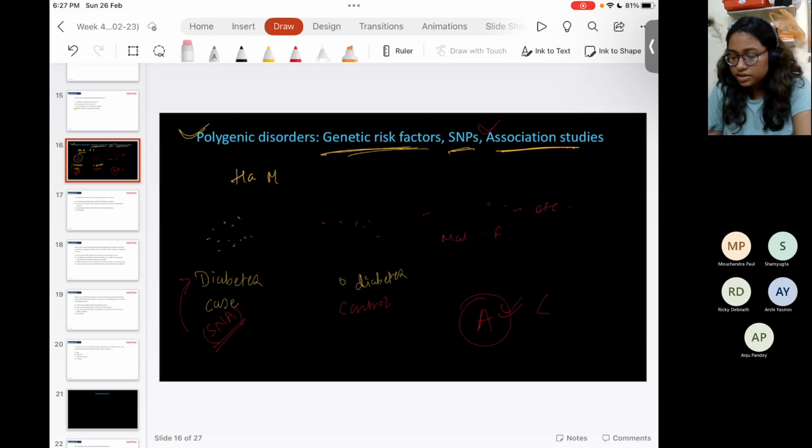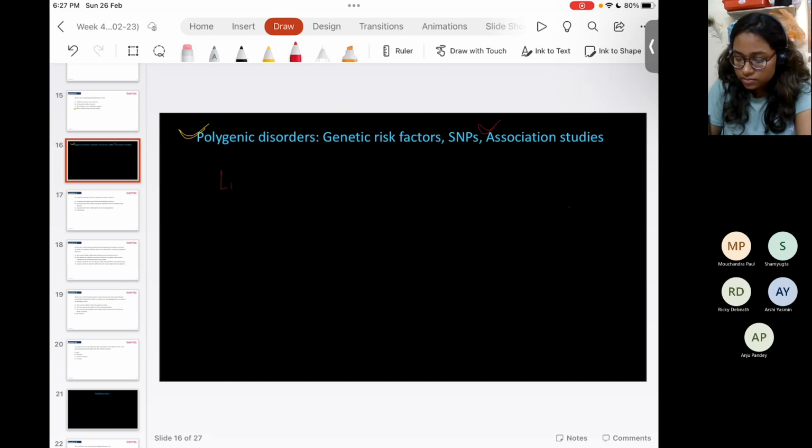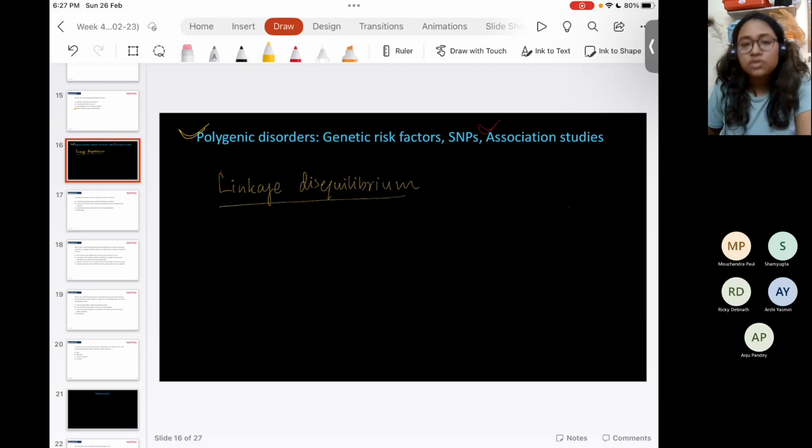Now, there's another concept that I would like to explain, called linkage disequilibrium. If any of you are reading that book by Strachan and Read, the Human Molecular Genetics book, there they have beautifully explained what is meant by linkage disequilibrium.